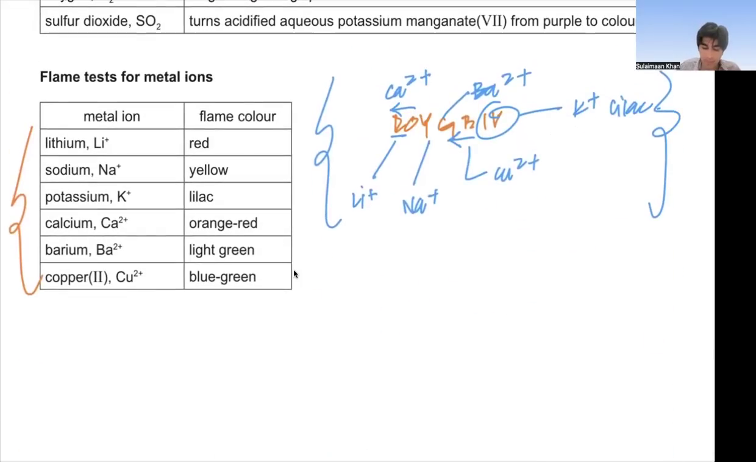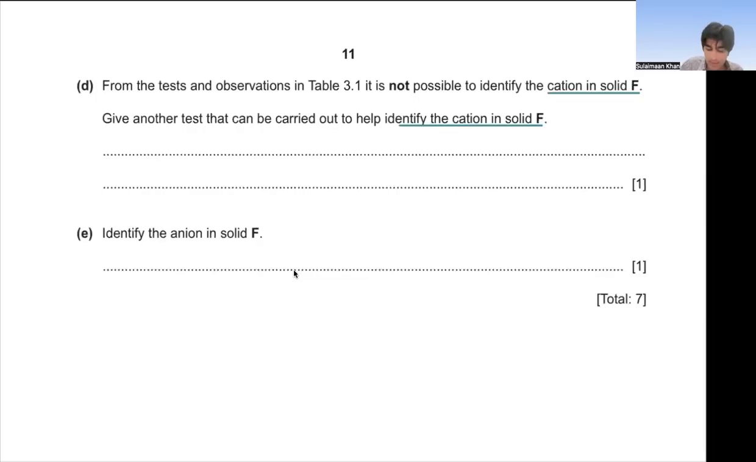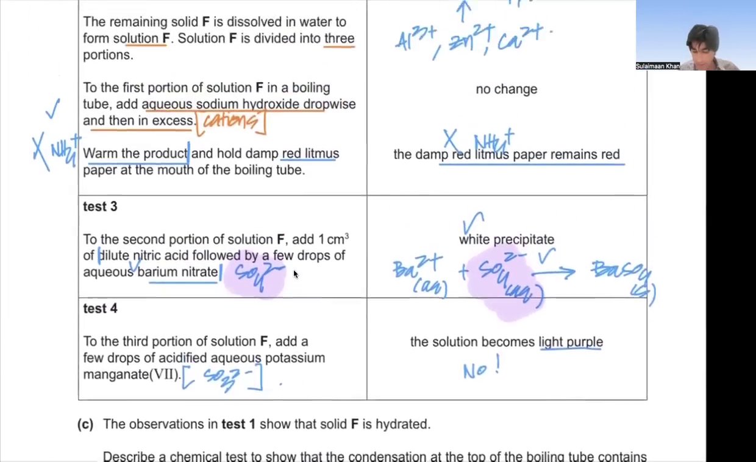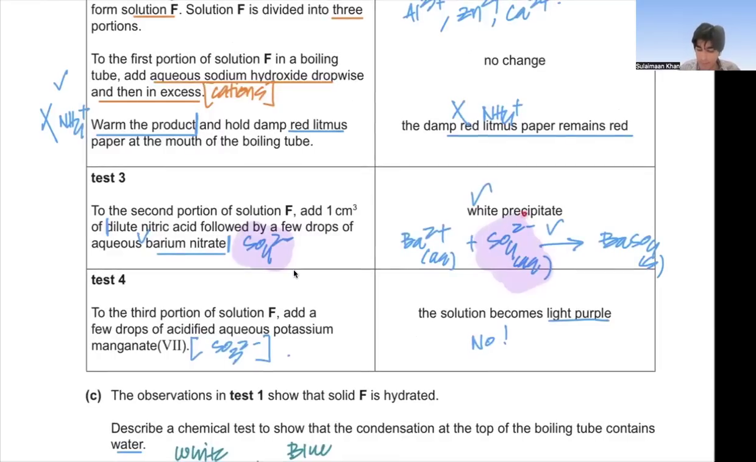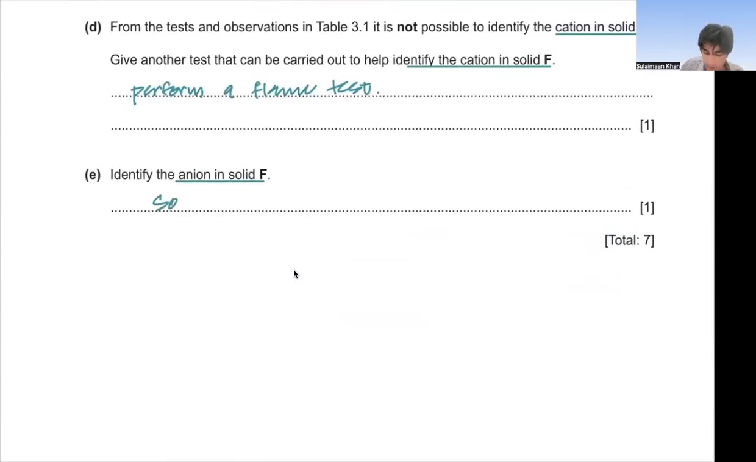And which flame test is a part of your course? Only these. So I'll say, hey, perform a flame test if you aren't able to figure this out. And it says, identify the negative ion in solid F. Which negative ion was present? What is the negative ion? Right here, the sulfate ion. That's the beauty. The sulfate ion is the negative ion, SO4 2 minus.